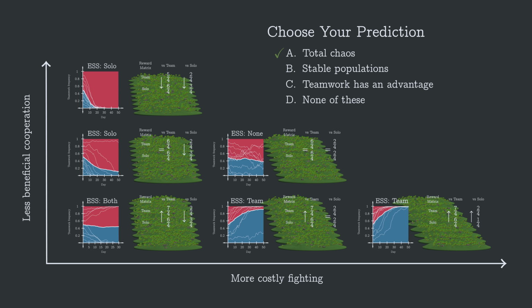The population also doesn't stay at a consistent mixture, because there's nothing to correct lucky bounces one way or the other. And even though the overall rewards are higher when the population is full of team blobs, the solo blobs get those rewards too. So there's no advantage for the team blobs.